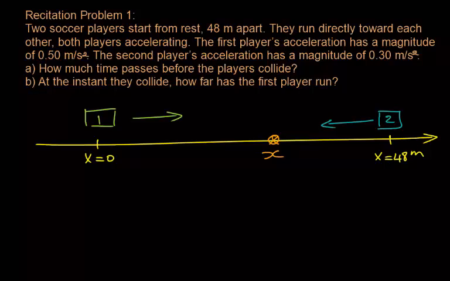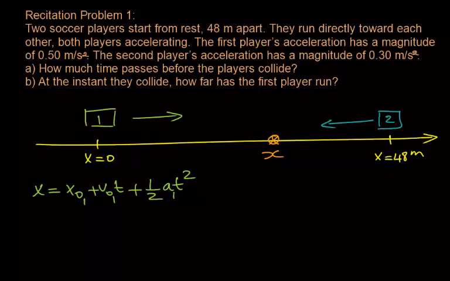Notice that when they meet, they're both going to share the same position x, and they're also going to travel the exact same amount of time. So the best equation that describes this example is the x versus t relationship: x equals x0 plus v0 t plus 1/2 a t squared. To differentiate player 1 from player 2, this is x0 for player 1, v0 for player 1, and also the acceleration for player 1.